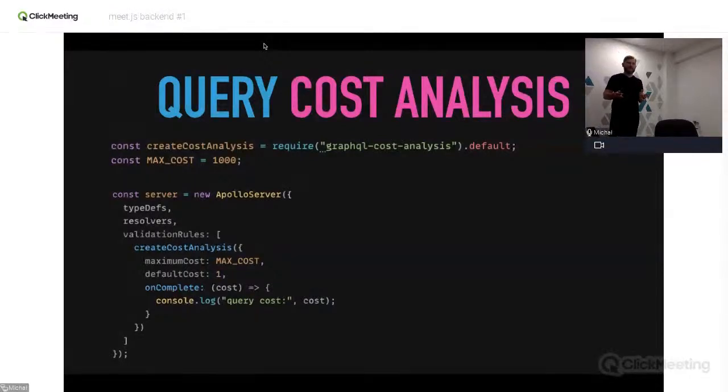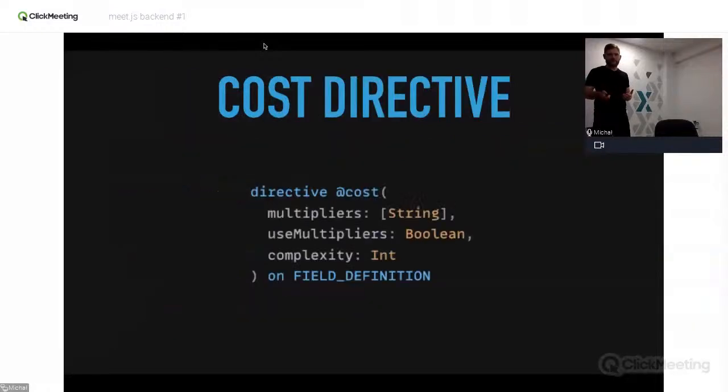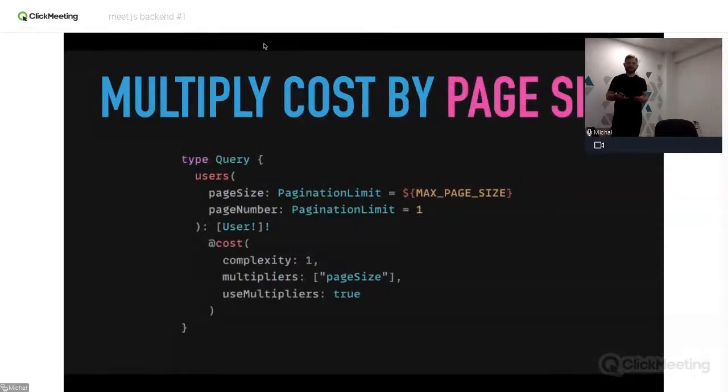And what I suggest you to do is to set the onComplete event handler. So every time this query cost analysis tool runs, it will tell us the actual query cost. The other thing we need to do is to define in our schema the cost directive, which will allow us to modify the cost of each part of our query. And let's see how to do that.